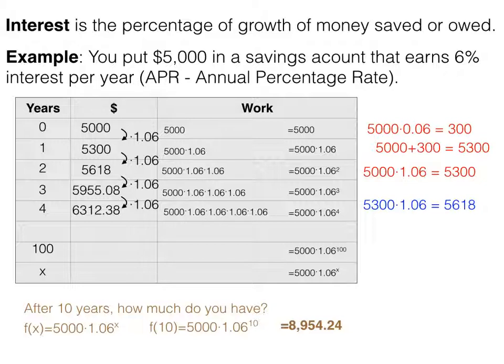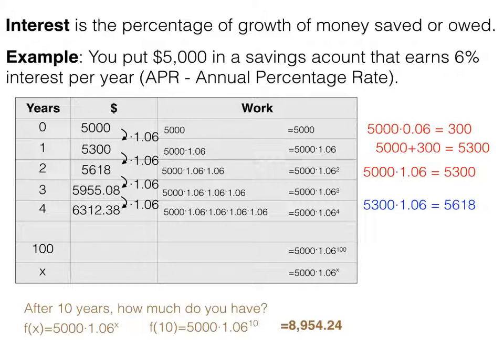$8,954.24. So that's just letting our money sit in a bank account, earning 6% interest. After 10 years, we have almost $9,000. That's pretty awesome. So we went through that quickly because it shouldn't have been that hard. It should be review. You've done that before.